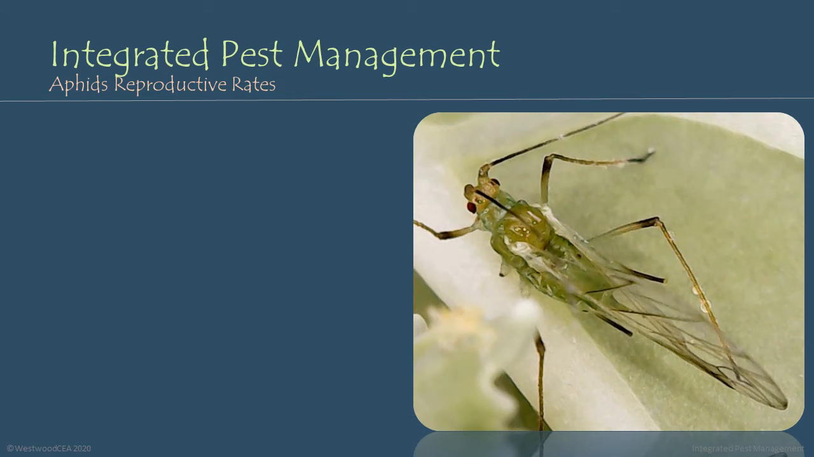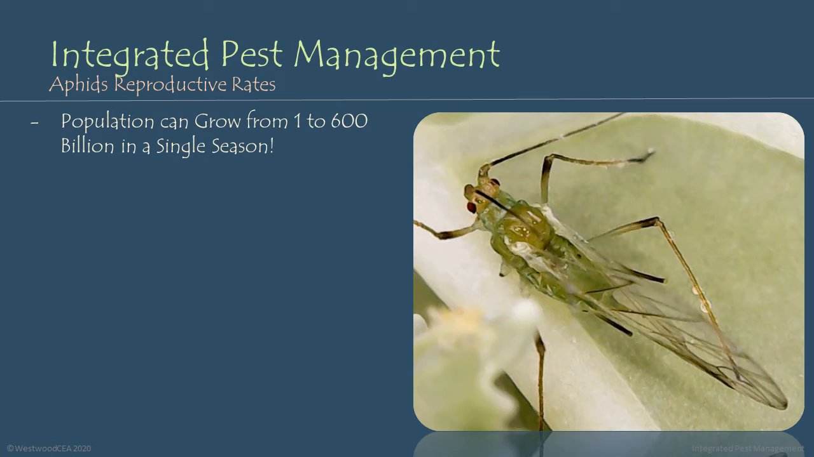In understanding why aphids are such a common and very aggressive pest in growing environments, we want to look at their reproductive rates. Populations can grow from 1 to 600 billion in a single growing season, and this seems absolutely outrageous until you take a few things into account.